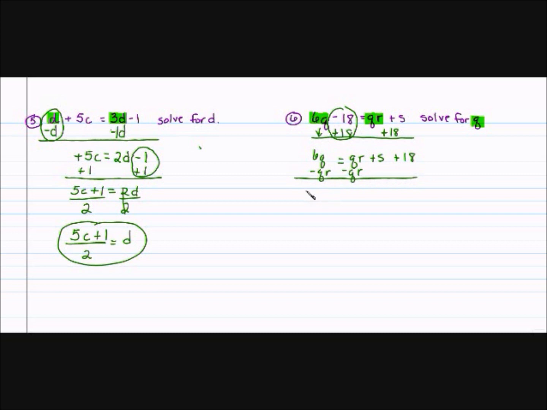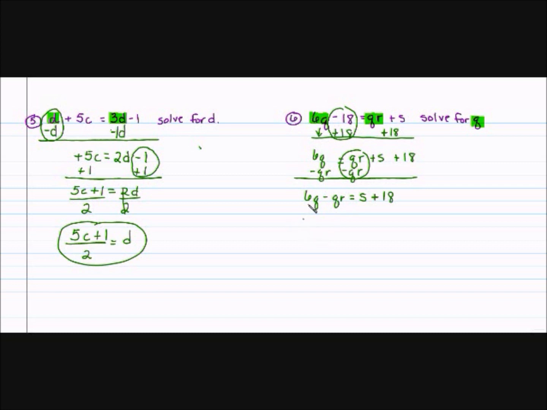I'm left with 6q minus qr equals, it's a big fat 0, leaving me with s plus 18. Even though these both have q's in them, one has an r and the other does not, so they are not like terms, so I can't combine the coefficients. What I can do is I can remove a q from both of them.